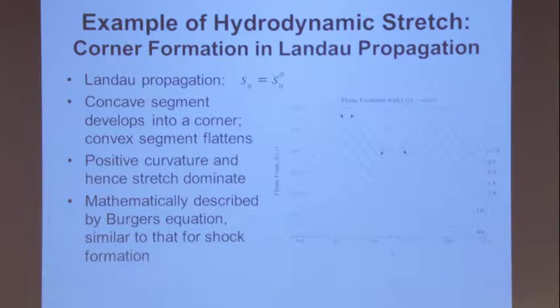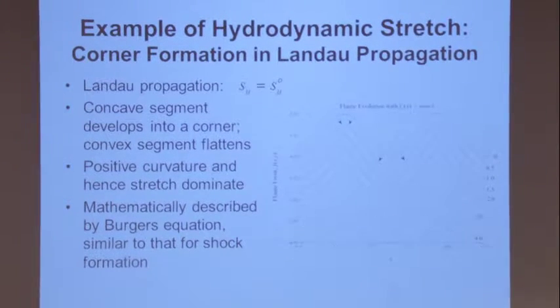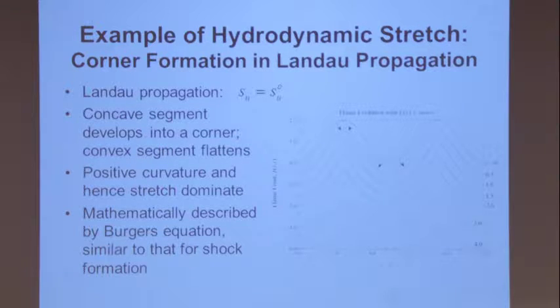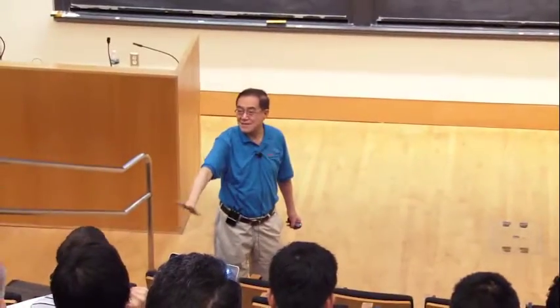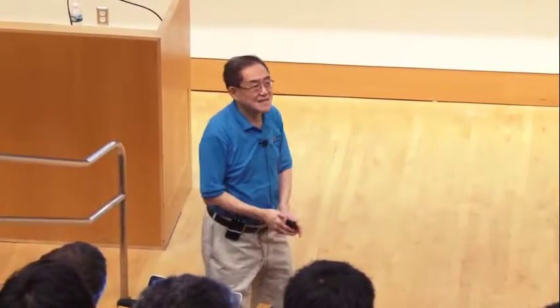It's examples, okay? Corner formation, Landau propagation. If we have, this is a hydrodynamic stretch. I'm not looking into the flame structure. And also, what's called the Landau propagation is that Landau is the first one. He says the flame always propagates with the laminar flame speed, which is the one we derived, which is not correct, actually, because due to curvature, due to something, it can change. But he said, let's assume it's always the laminar flame speed, okay? That makes the problem easier.